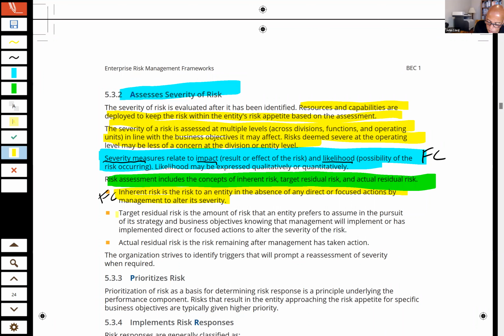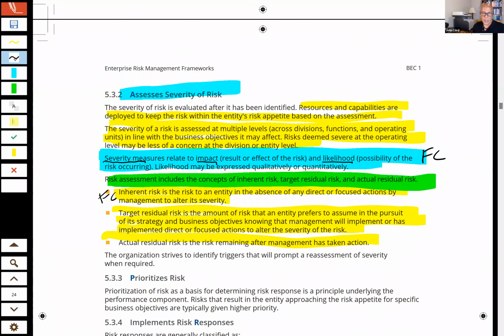Now, target residual risk is the amount of risk an entity prefers to assume in the pursuit of its strategy and business objectives, knowing that management will implement or has implemented direct or focused actions to alter the severity of the risk. So what happens? You're saying, well, look, we have this inherent risk. This is the worst thing that can happen. We're willing to accept this much of bad, but we are going to do some things that will try to do what? Address the severity of the risk, which will reduce the likelihood and the impact of that risk. And then the actual residual risk, okay, is the risk remaining after management has taken whatever action, okay?